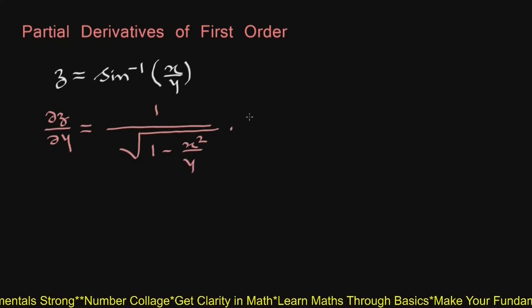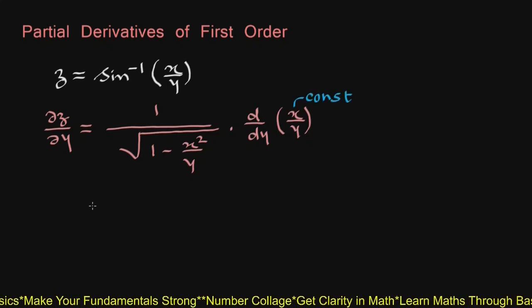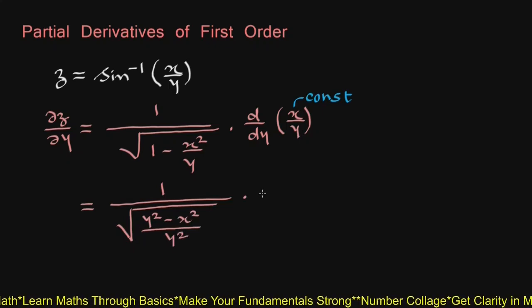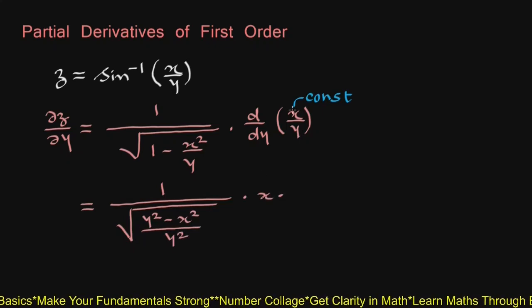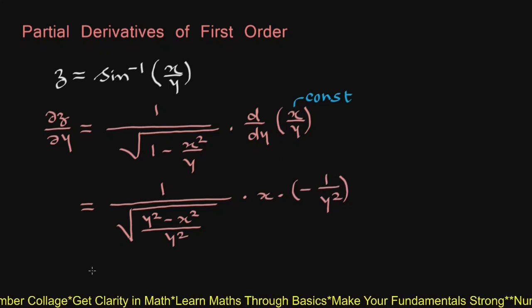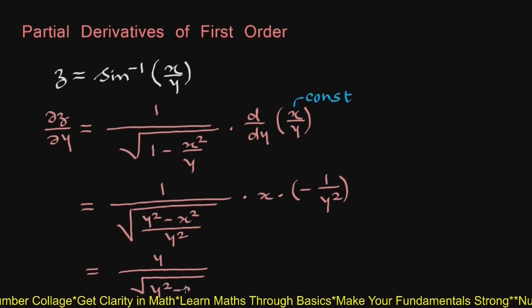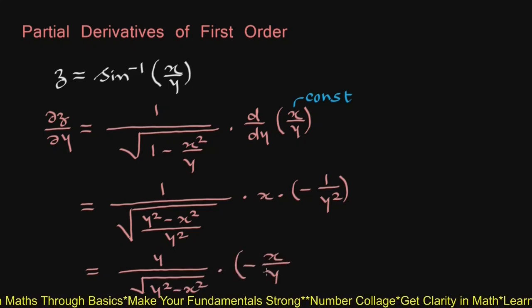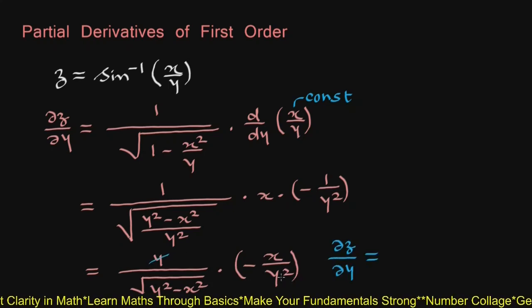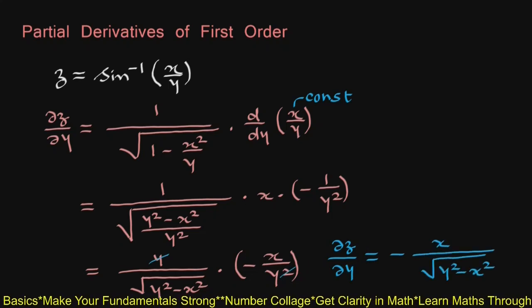Next we find ∂z/∂y, which is 1 upon the square root of 1 minus x²/y², into d/dy of x/y, treating x as constant. So this is 1 upon under root of (y² − x²)/y², into x is constant, and the derivative of 1/y with respect to y is minus 1/y². So this will be y that goes up here upon the square root of (y² − x²), into minus x/y². So ∂z/∂y will be, cancelling this y with one y of y², minus x upon the square root of y² − x².